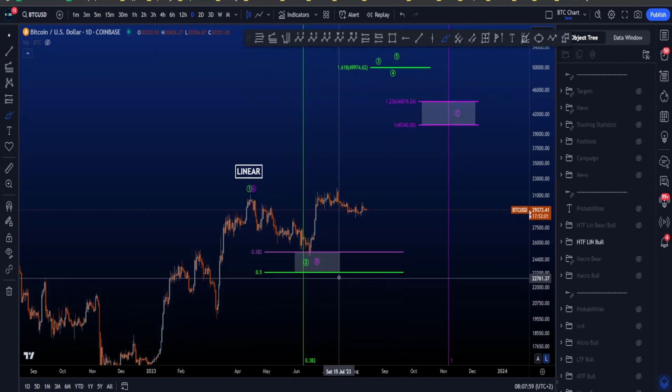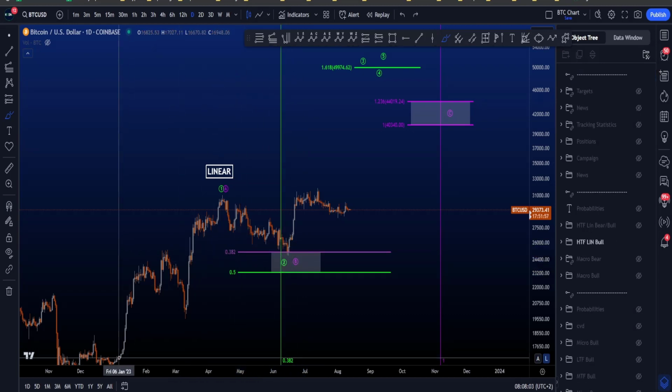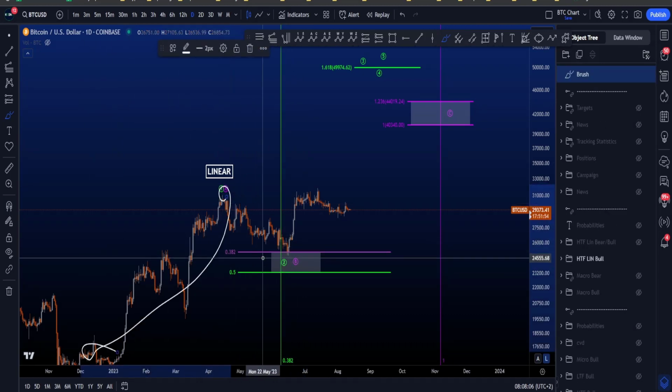Now in this scenario, the low of 2 or B is made on top of the 0.382 taken from the low to the high of wave 1 or A.